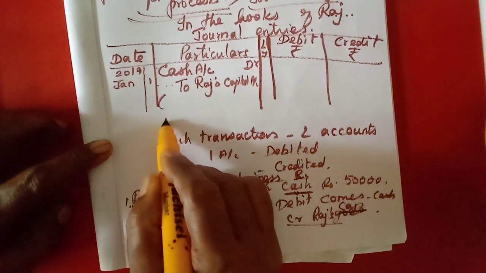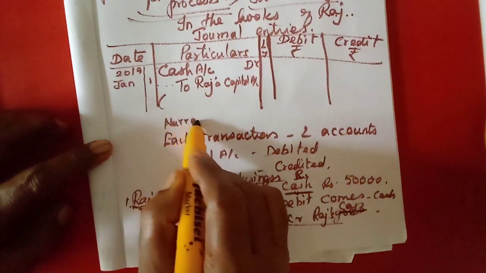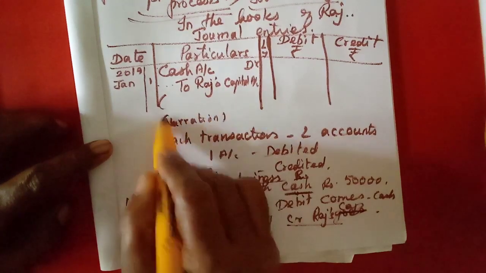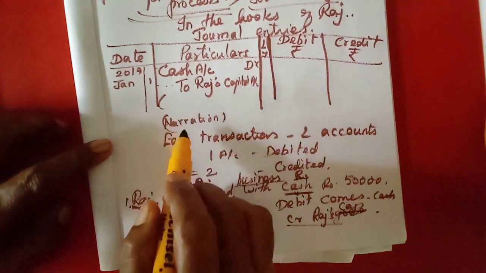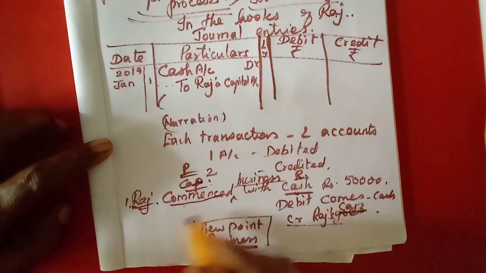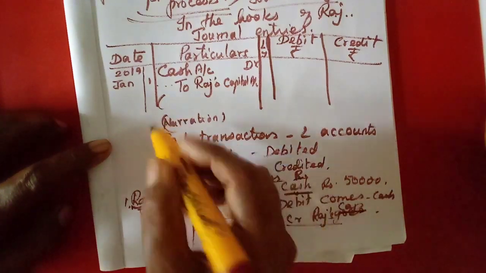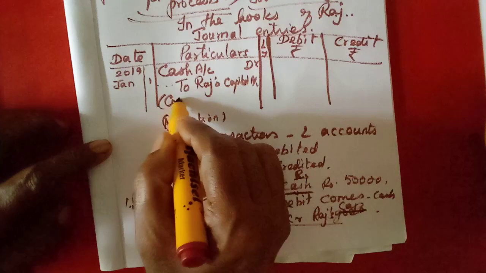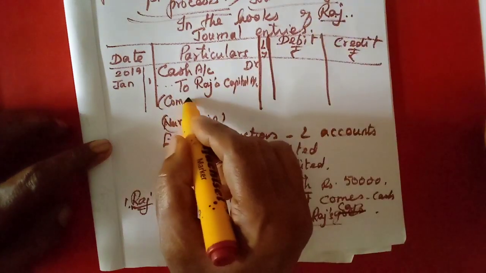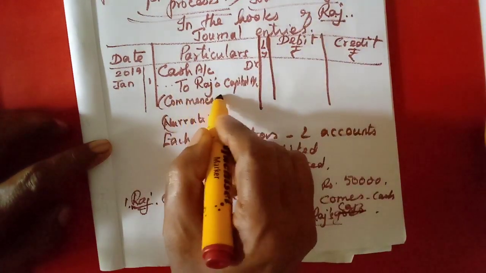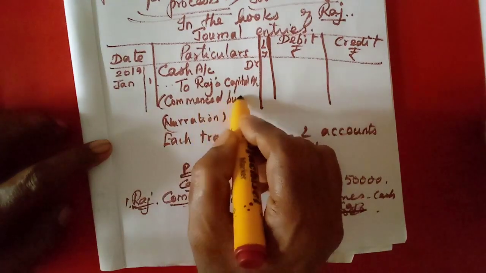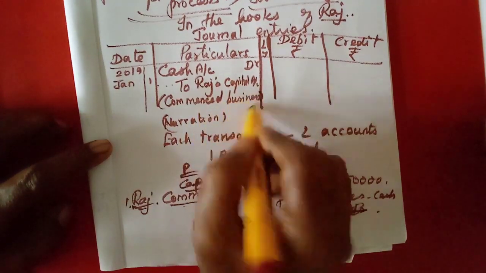Then in brackets we should write one piece of information, that is called narration. Narration is a short description of that entry. What is it? Raj commenced business, or just commenced business is enough, because we are writing Raj here. It is just to understand what the entry is.